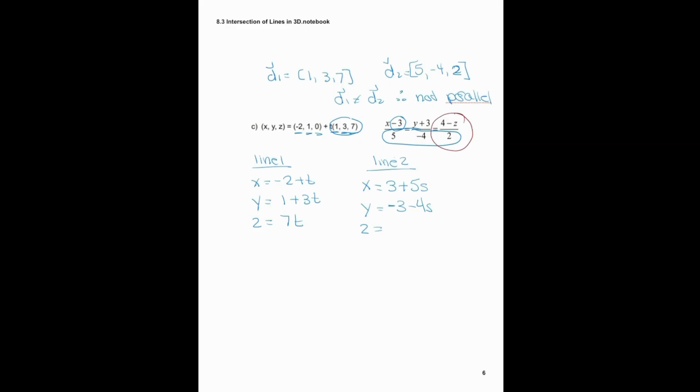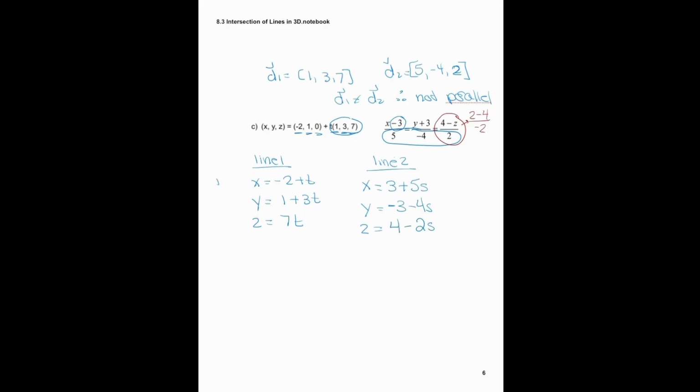This really is telling me that I have... I don't know why it's doing that. Okay, if I rearrange this to make the z positive, I have z minus 4 over negative 2. It doesn't change the fact that our direction vectors are still not scalar multiples of each other. It's simply changing what we have on the top versus what we have on the bottom. So we end up with z equals 4 minus 2s.